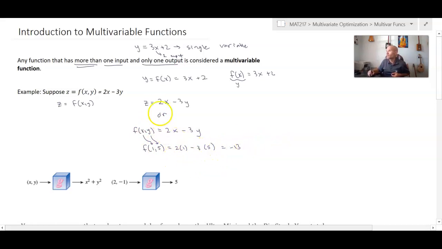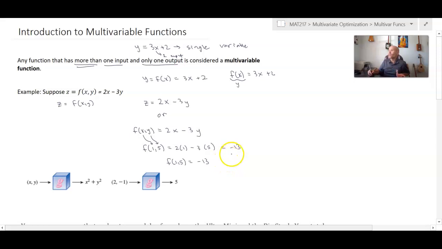And so it's much more convenient to just say f of 1 comma 5 equals negative 13, as opposed to plugging in 1 for x and 5 for y and just saying z equals negative 13 and then having to write when x equals 1 and y equals 5. It's much neater to write it like this.